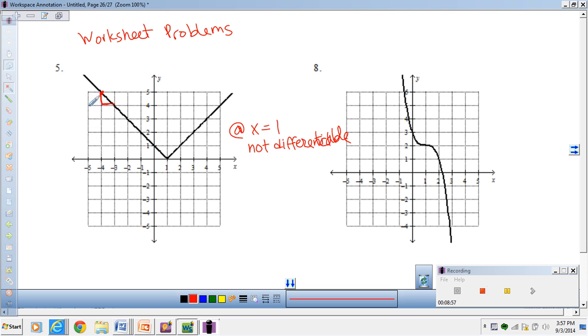So the slope on the left-hand side, from -infinity to 1, on that interval, I have a slope of -1, and it is consistent everywhere. On the other side, I have a slope of 1 everywhere. So from that sharp turn, from 1 to infinity, the slope is 1. And I draw those open holes because it is not differentiable at x equals 1.